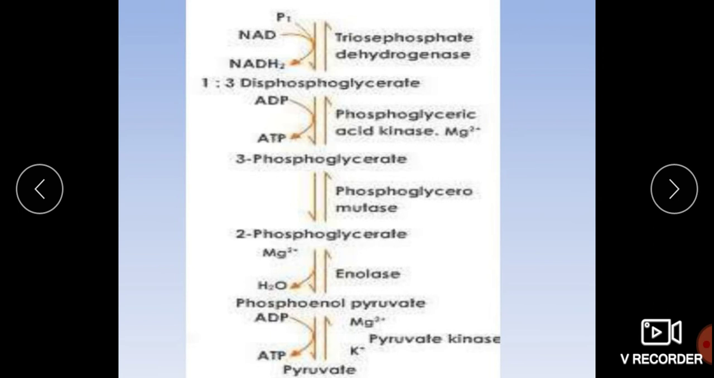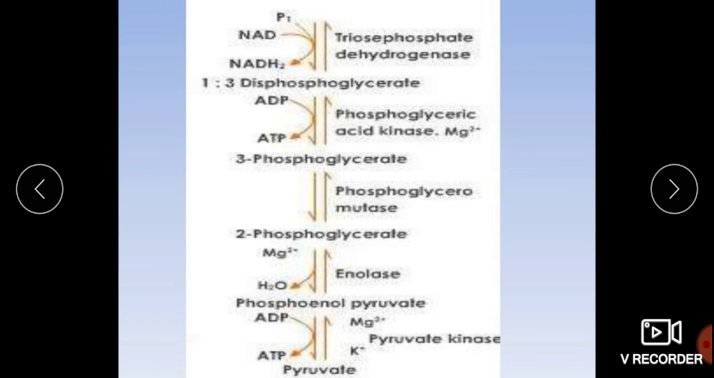And because of this dephosphorylation, the rigid phosphate molecule is accepted by one ADP molecule and forms an ATP, and this is an example of a substrate level phosphorylation. 1,3-diphosphoglycerate gets converted into a 3-phosphoglycerate. Here is a production of an ATP molecule, and this is a substrate level phosphorylation.